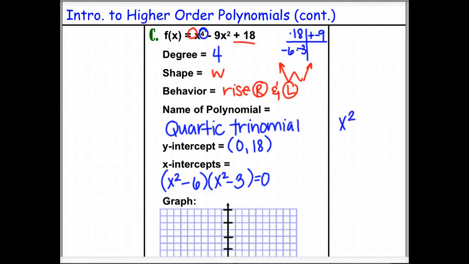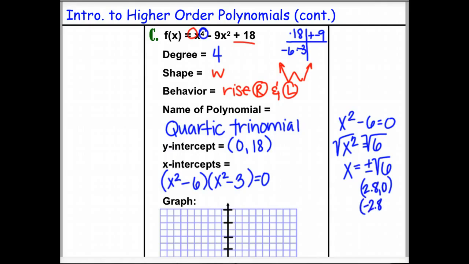When I take x squared minus 6 equal to 0, I add 6 to both sides, I get x squared equals 6. Square root, and I get x equals plus or minus the square root of 6, which is approximately equal to about 2.8. So 2.80 and -2.80. Because we're on this graph where you can't get super detailed, we're just going to leave it at that.